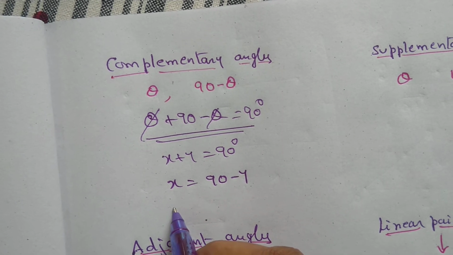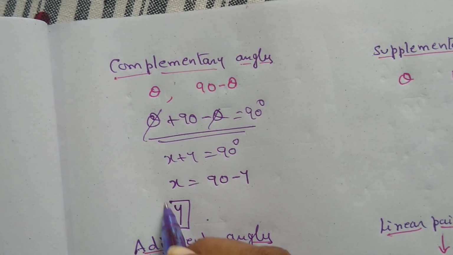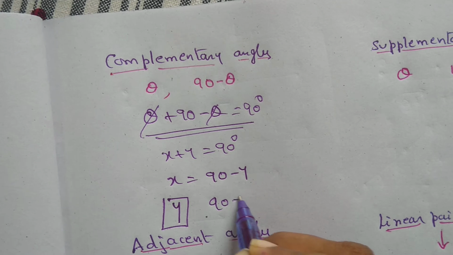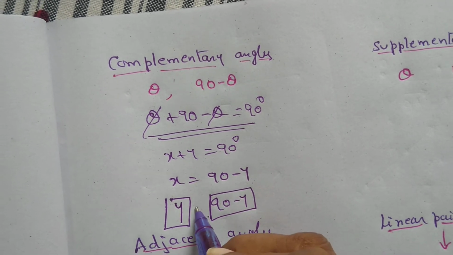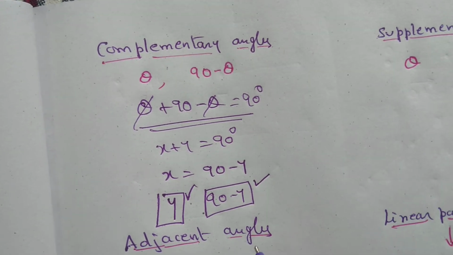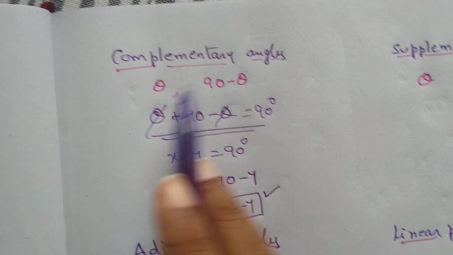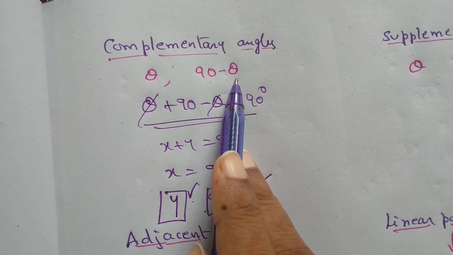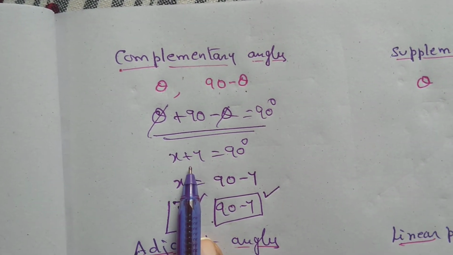That means what are the two angles? If one angle is y, the other is 90 minus y. Is it not? If one angle is y, the other is 90 minus y. That is what I wrote as theta and 90 minus theta. So these are complementary angles.